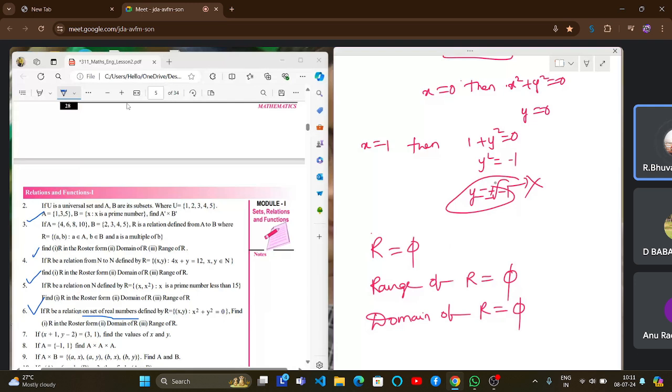Why? Because here we are using one relation condition, x square plus y square equals to 0. Put x equals to 0, then y value we will get in terms of irrational forms. That's why in the given set only real numbers are allowed. R equals to only real numbers.